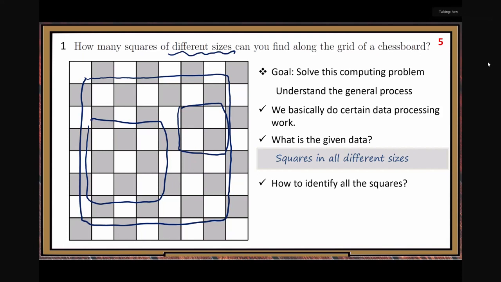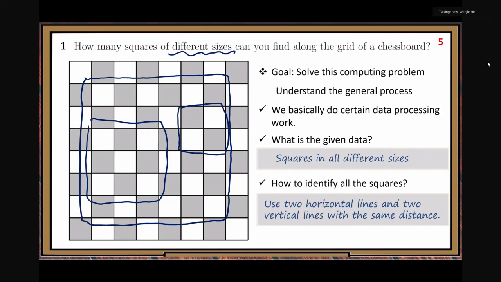Although everyone knows how to identify a square, you may not be able to describe it clearly, right? We want to have a clear way to describe it. Let's use 4 sides to describe it. So there are 2 horizontal sides and 2 vertical sides, right? So if you can get 2 horizontal lines and 2 vertical lines, you also need to know the distance between the 2 vertical lines and the 2 horizontal lines should be the same. That's our description of a square. Okay, use 2 horizontal lines, 2 vertical lines with the same distance between those lines, to identify one square.